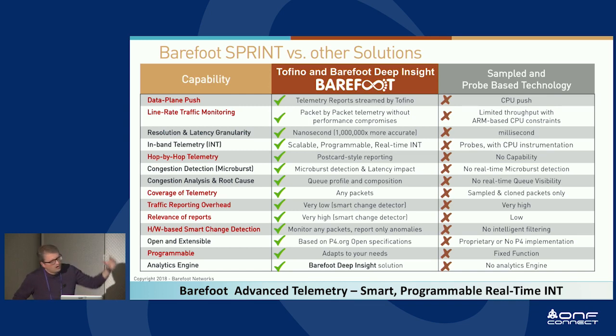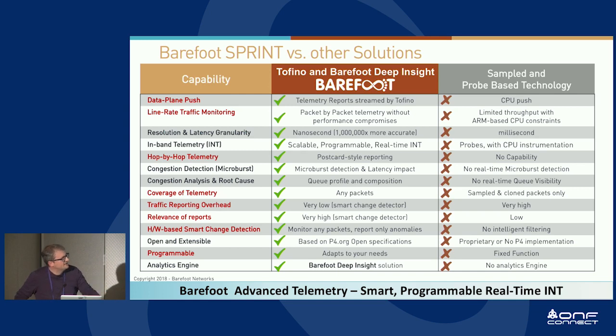The ability to have hop-by-hop telemetry, that's another important characteristic. If you can deploy INT in your network for different reasons, having postcards or having hop-by-hop telemetry, of course, with drop reports and queue reports, is very important to give the right set of visibility.